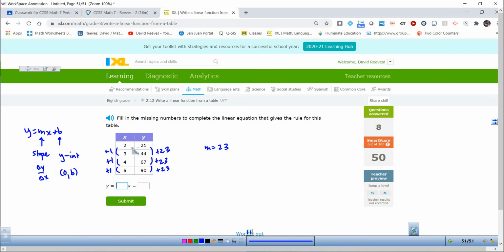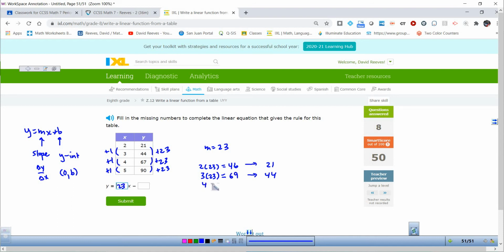All right, now if I did 2 times 23, what would I get? I would get 46, but I'm supposed to get what? Supposed to get 21. If I did 3 times 23, what would I get? I would get 69, but I'm supposed to get 44. So do you see how multiplying by that 23 doesn't give us the answer? We have to subtract something.